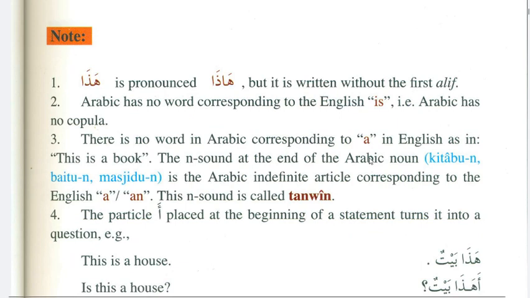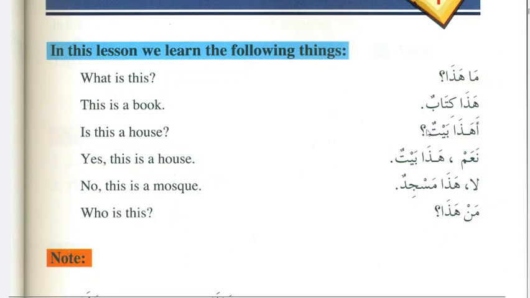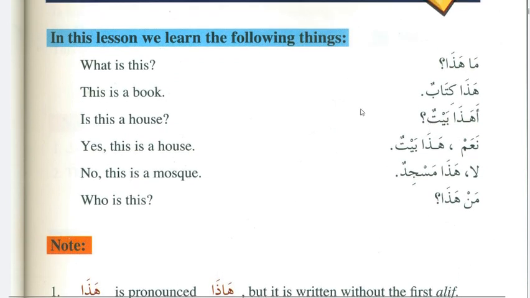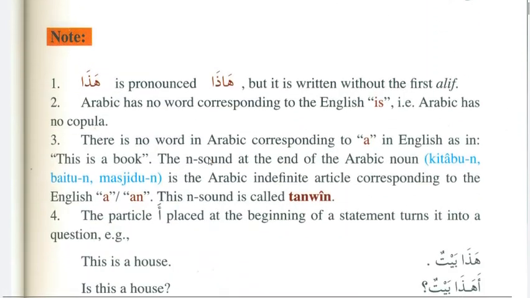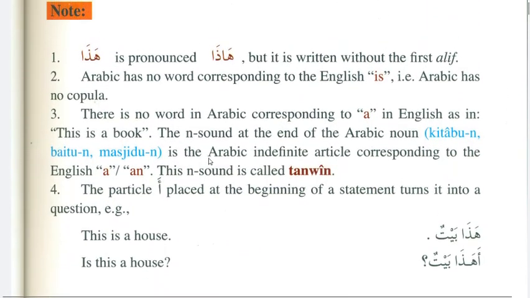The meaning of tanween is a or an. Kitabun, a book. Baitun, a house. So this is the normal ending of every ism, and tanween means a or an. So you better pause the video and read these sentences once. And I also recommend you to read these notes. This will be beneficial for you.